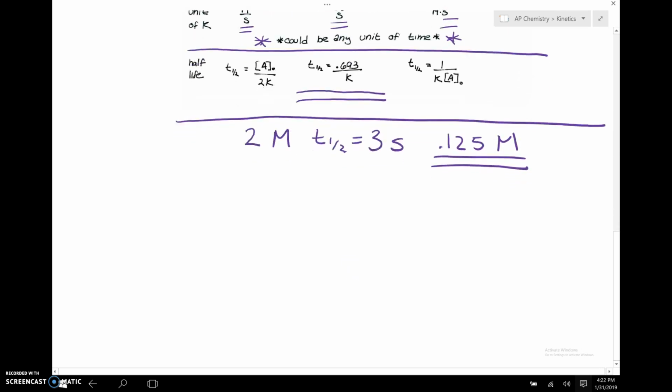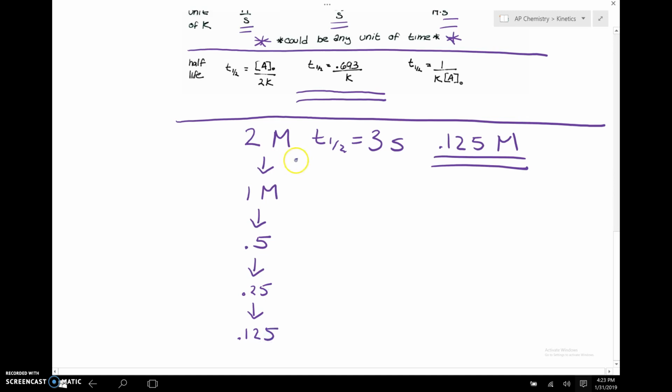I find that if you write out these problems, it will help a lot. And if you don't write it out, you're normally going to be off by 1 cycle. So what I mean is, I'm going to say, okay, I'll start with 2 molar. If half of that gets used up, it becomes 1 molar. If half of that gets used up, it'll become 0.5 molar. Notice that it's half of whatever remains. And then if half of this gets used up, it's going to be 0.25 molar. And then if half of that gets used up, now I'm at 0.125 molar.